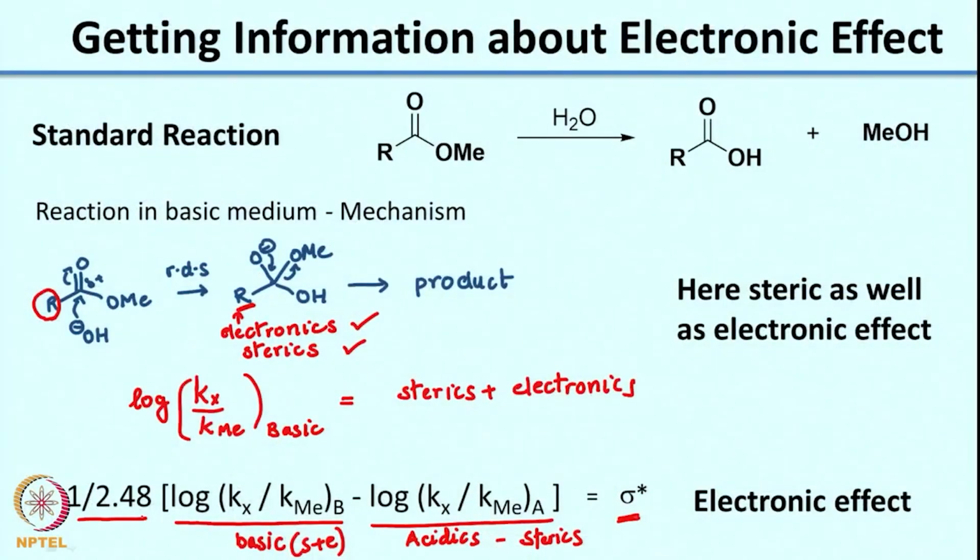So which is why the value is divided by 2.48 to give you sigma star, so that you can put all these values in a single table: the sigma, sigma plus, sigma minus, and now the sigma star. Alright.